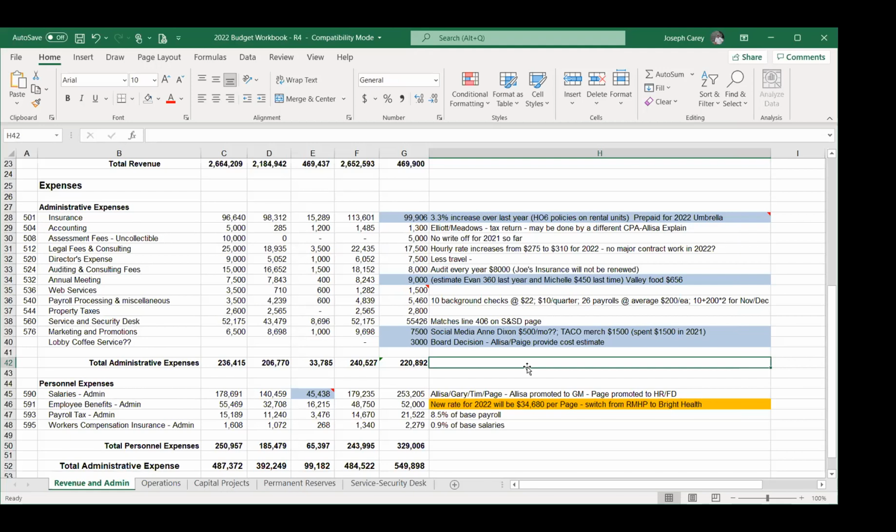What do you think? 1,500. That's what we spent in 2021. If we can spend more, we could make more. That's my only concern.